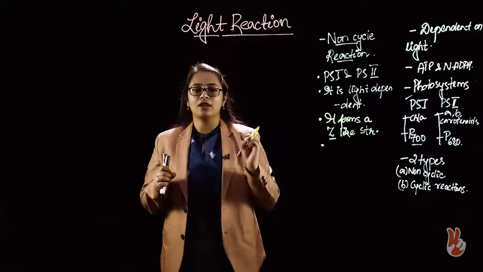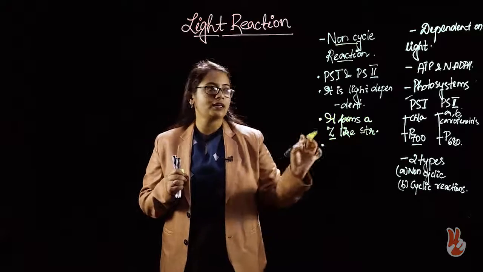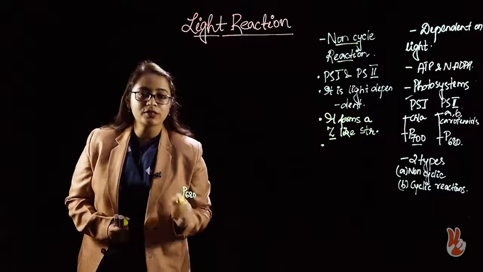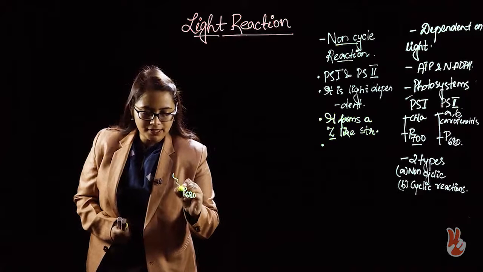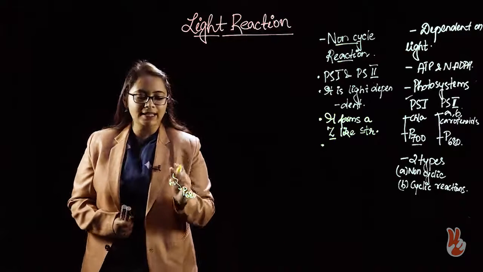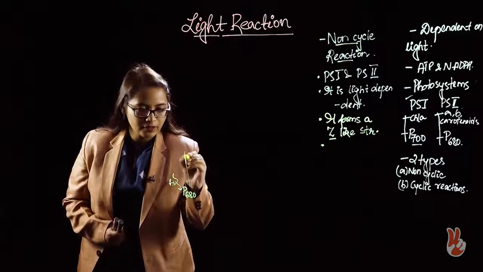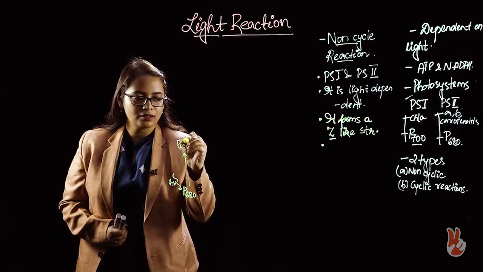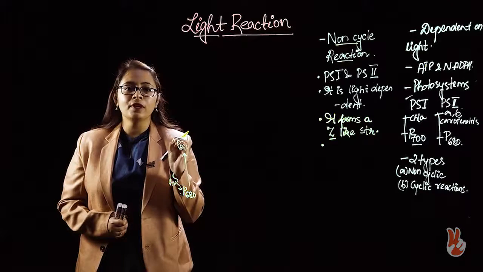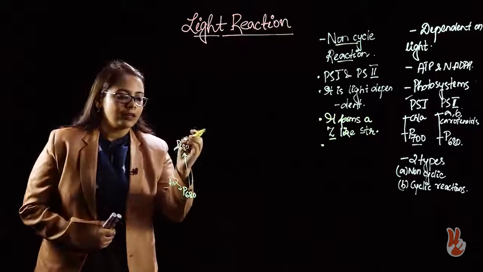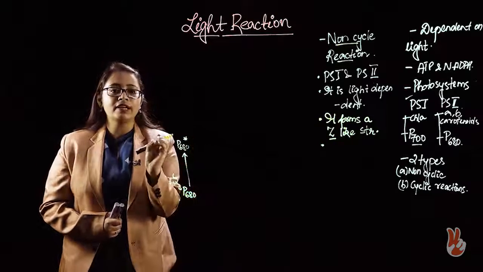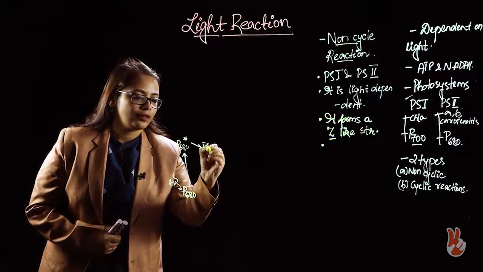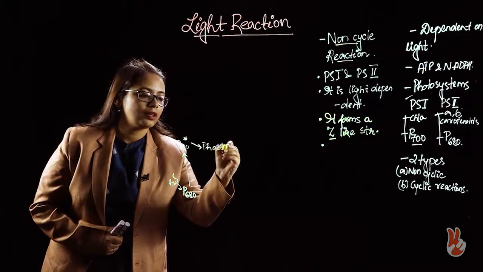Okay. So, now let us look into what are the steps that occur in the non-cyclic reaction. First, we have the P680 or the photosystem 2. The P680 will receive photons or light and it will get excited to form P680 star. So, this is the excited form of P680. Okay. So, now this P680 will then transfer its electron to pheophytin.